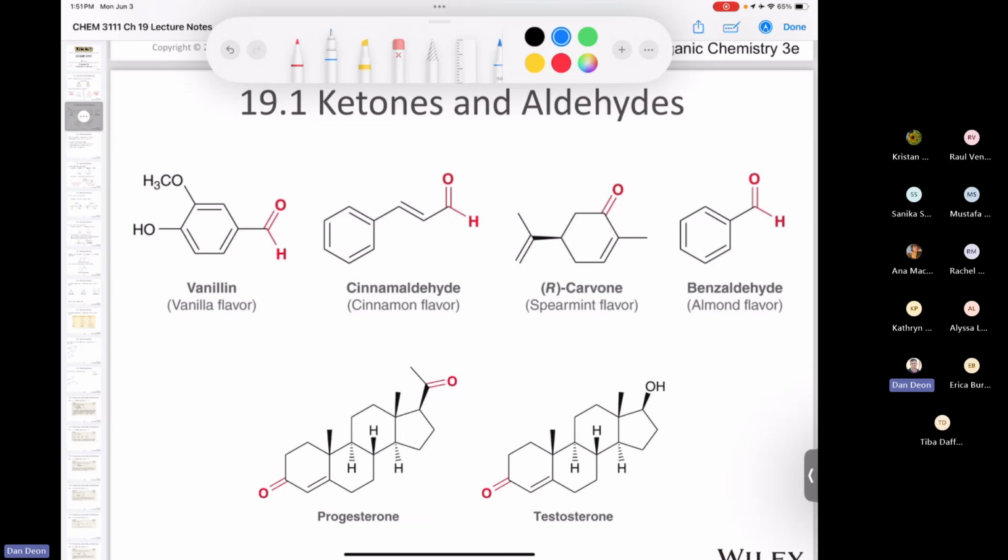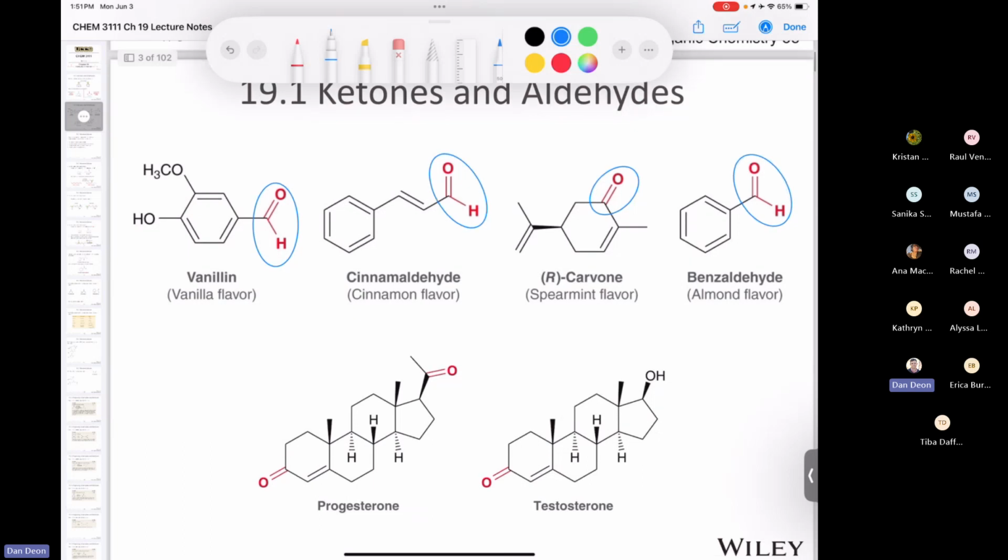If you like vanilla flavor, I do. I like vanilla ice cream or cookies with vanilla in them. And so vanillin, you can see, has an aldehyde functional group in it. Cinnamaldehyde, this is trans-cinnamaldehyde, which gives cinnamon flavor, has an aldehyde in it. If you like the flavor of spearmint, like spearmint gum, you can see that carvone has a ketone in it. And benzaldehyde is responsible for almond flavor.